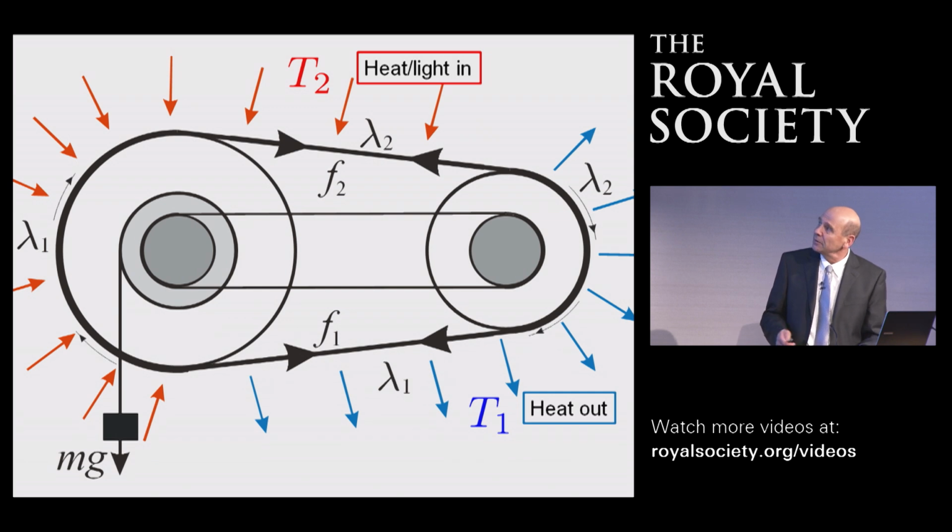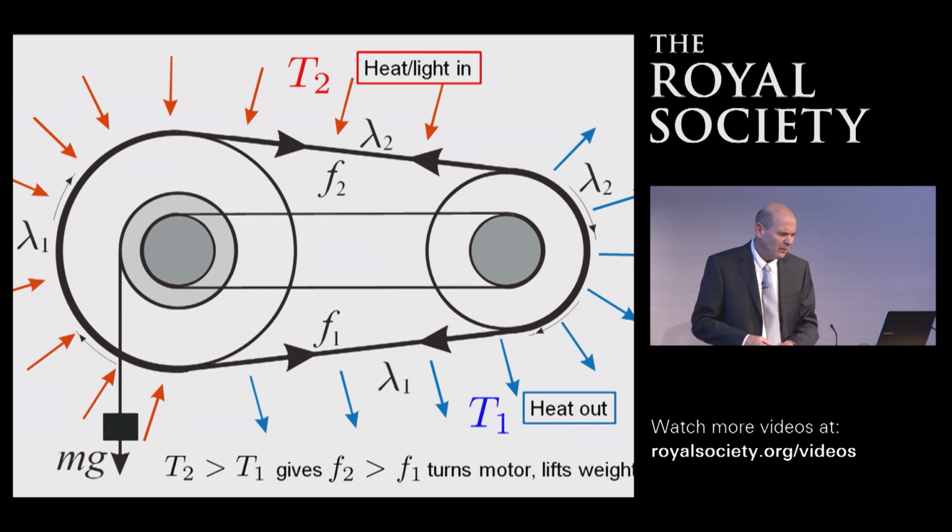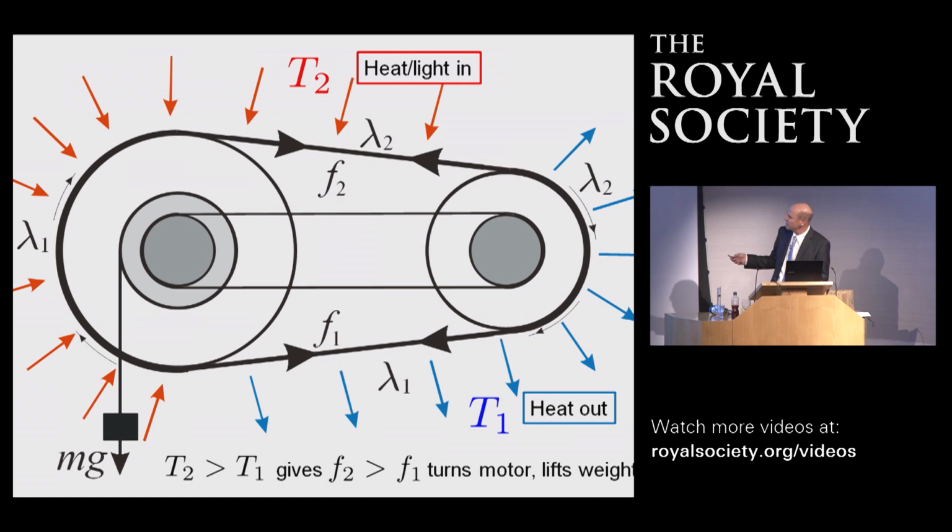Okay, I should have completed that. This is the sense in which these wheels would have to turn because this force is greater than this one. You do, to make this work, need to make sure the two wheels are locked so that they both turn at the same rate. But their radii are different, and that's what gives you the net turning effect in this sense. So T2 is greater than T1, or this area is illuminated and this is dark, gives a difference in the forces, turns the motor, lifts the weight.